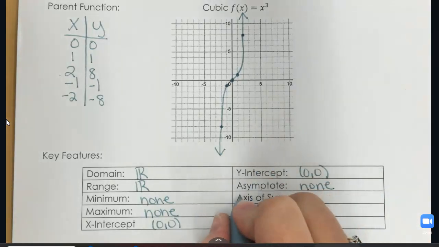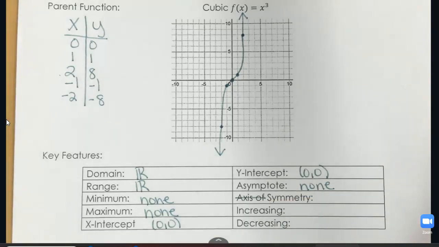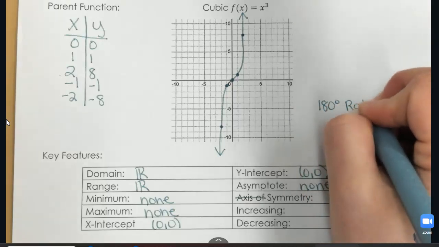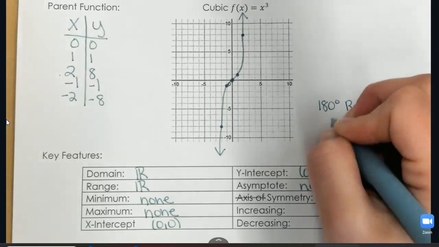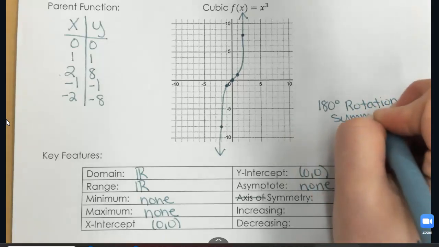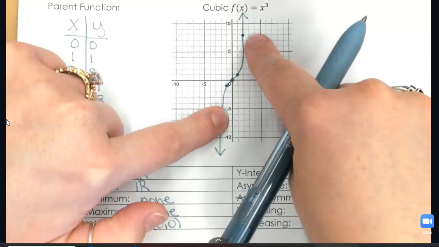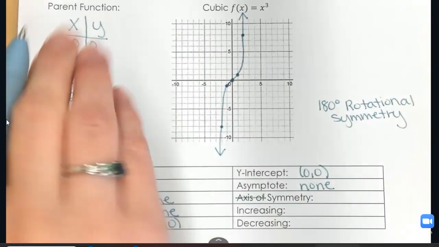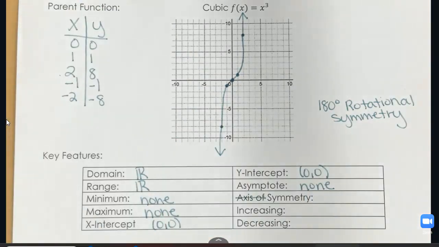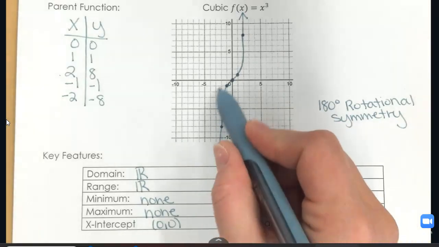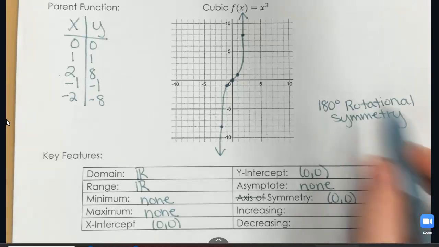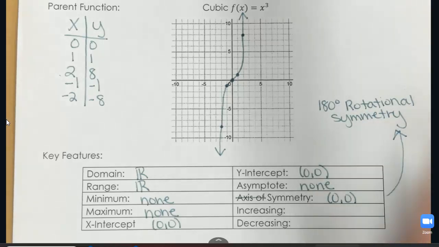And we do have symmetry, but it's not an axis of symmetry. What we have here is called 180-degree rotational symmetry, and that is around our point of inflection. So what that means is if I took this graph and rotated it 180 degrees over that point, it would line up with itself and the graph would essentially look the same. So that inflection point for the parent function is at (0, 0). So that is the point where we have, again, rotational symmetry, not an axis of symmetry.